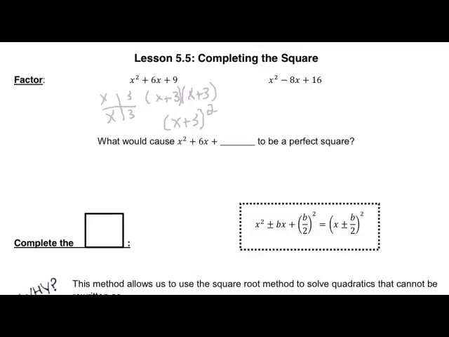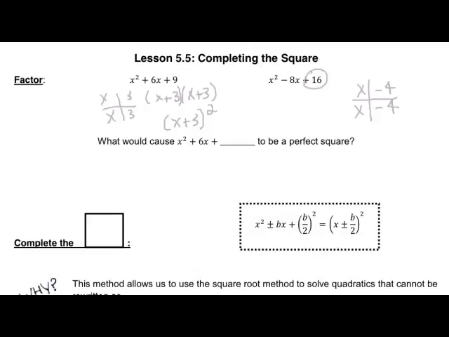Second example, we have x squared minus 8x plus 16. Again, we have a trinomial, so we're just going to set up our T. X and x on the left hand side. On the right hand side, we want factors of positive 16. That will give us a negative 8x. So that's going to be negative 4 and negative 4.